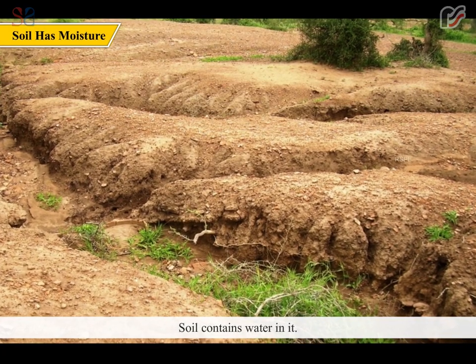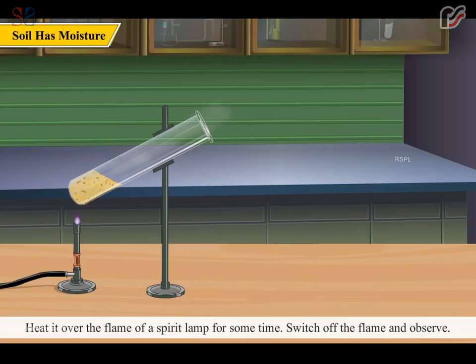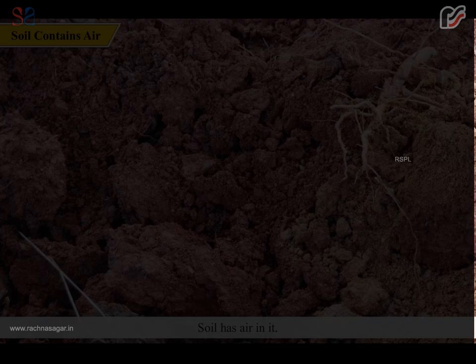Soil contains water in it. To show this, take a test tube and put a spoon of garden soil in it. Heat it over the flame of a spirit lamp for some time. Switch off the flame and observe. Tiny droplets of water are collected on the cooler parts of the test tube, which shows that soil contains moisture.